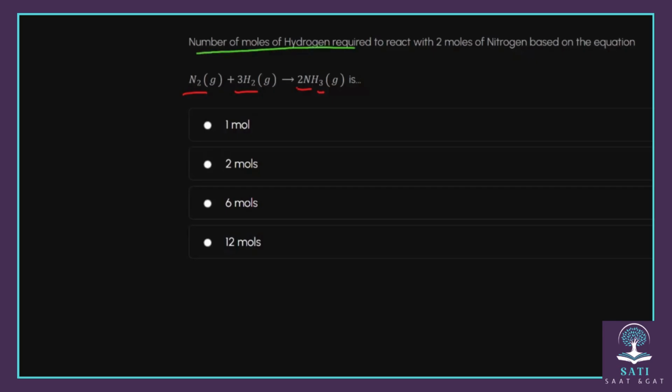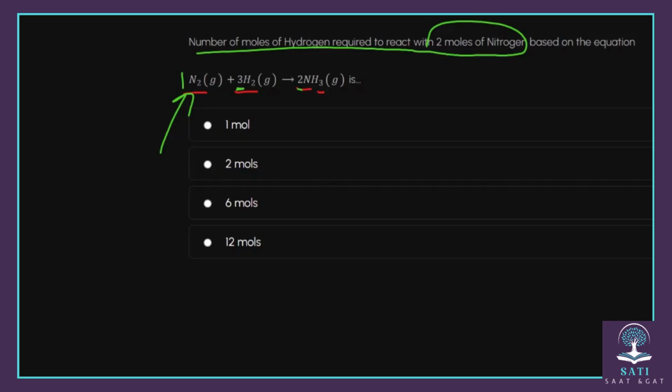Number of moles of hydrogen required to react with 2 moles of nitrogen. Good. How many moles of nitrogen in this equation? As you see, the number of moles is represented by the number that is written on the left. So here is 1, and here is 3, and here is 2. So that means 1 mole of nitrogen molecules plus 3 moles of hydrogen molecules will give us what? 2 moles of ammonia. Get it?